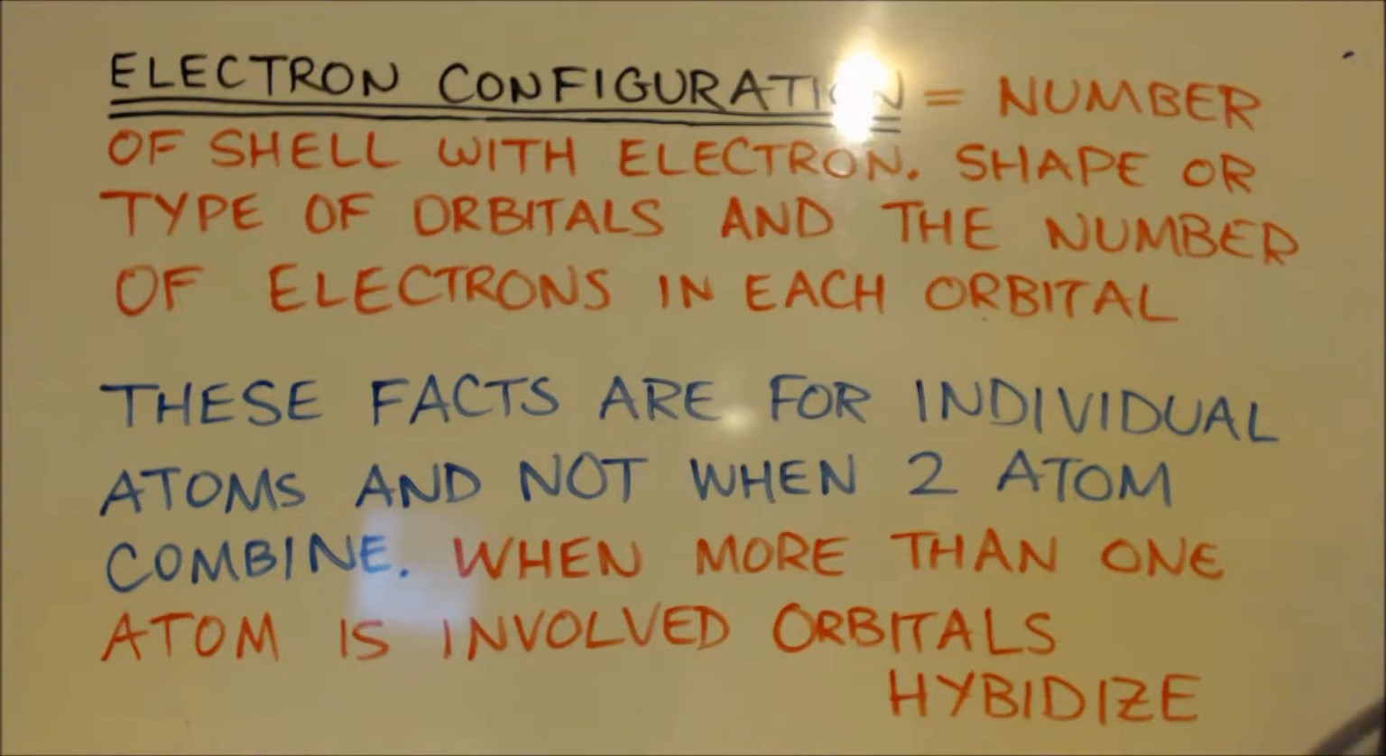I'm going to go into what an electron configuration is. Okay, electron configuration is basically a set of numbers and letters that tell you the number of shells with electrons, the shape or type of orbitals, and the number of electrons in each orbital. And keep in mind, all these facts and these electron configurations are just for individual atoms and not for when two atoms combine. When more than one atom is involved, orbitals will hybridize. Okay, and I'll get into that in a later video.